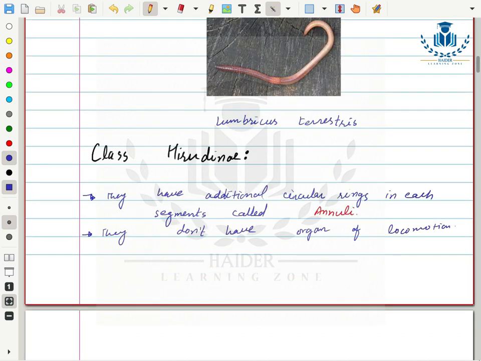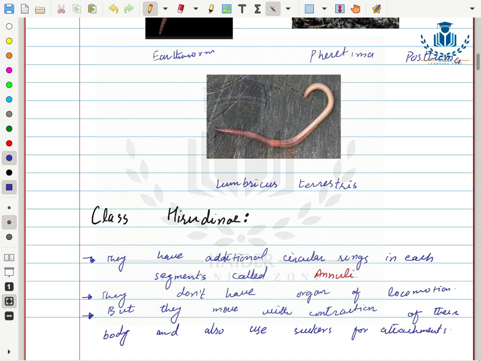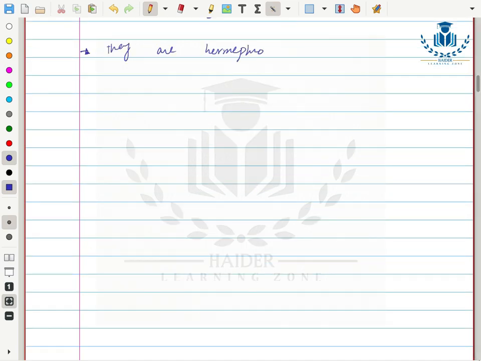They don't have any organ of locomotion unlike class Polychaeta and Oligochaeta. Polychaeta had parapodia and Oligochaeta had setae as an organ of locomotion. But in class Hirudinea there is no specialized organ of locomotion; they move with contraction of their body, and because of the contraction they are able to move. They also have suckers for attachment to the surface on which they are moving. They are also hermaphrodite and trochophore larva is also produced during their developmental stages.